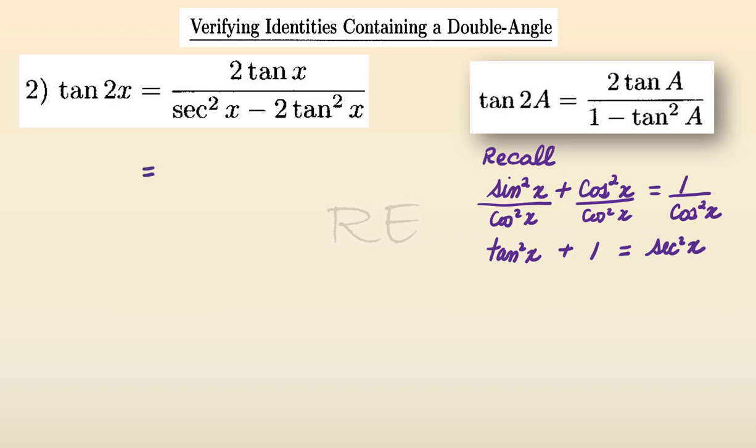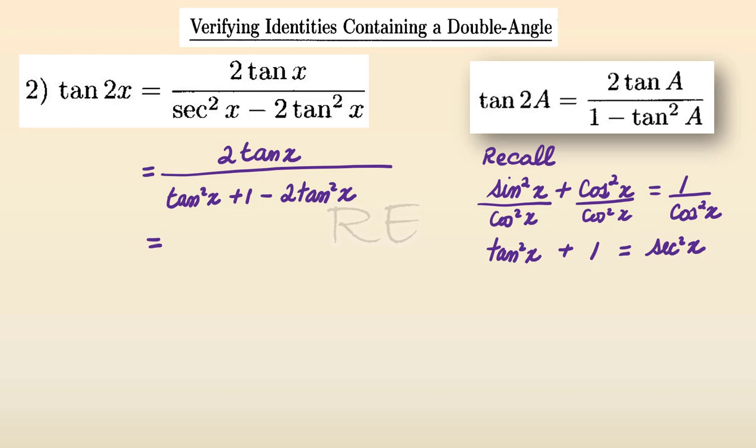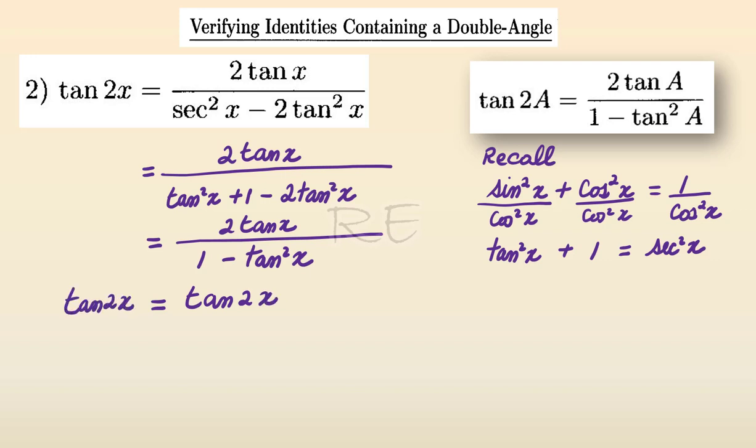Pythagorean identity. We're going to replace in the denominator secant squared x by tangent squared x plus 1 minus 2 tangent squared x. Now, we're going to keep the numerator the way it is. Tangent squared x minus 2 tangent squared x is equal to negative tangent squared x. So it's 2 tangent x over 1 minus tangent squared x. And that's it. Tangent 2x is equal to tangent 2x.